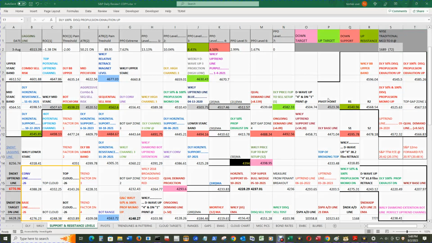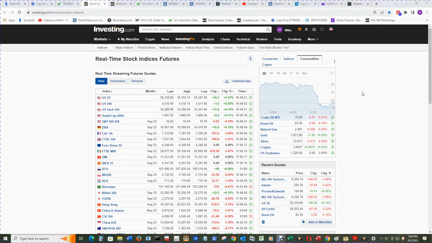And what's in the way is the pivot point and the 20 and 21 moving averages over here in gray. So it would have to get above all three of those levels and this aggressive combo sequential sell risk level, which is formidable resistance, to go after this propulsion momentum up and get a close above that. And price in the aftermarket hours for the S&P 500 at 5:49 p.m. on the 2nd is still around 45.17.